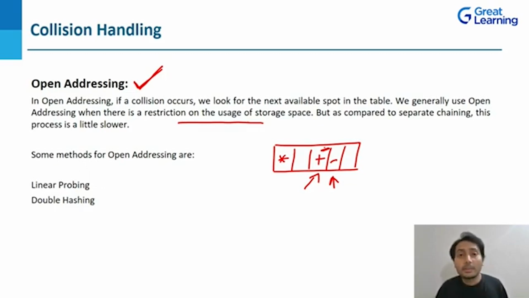Some more methods under open addressing are linear probing and double hashing. If you compare this with separate chaining, this process is slightly slower. So it all depends on what type of application you are going to use, and based on that you are going to decide. If you're okay with the slower process, you can use open addressing, but if you want a faster operation, then you can go with the separate chaining method. Fine. So I hope with this you have understood how to handle collisions in a hash table.